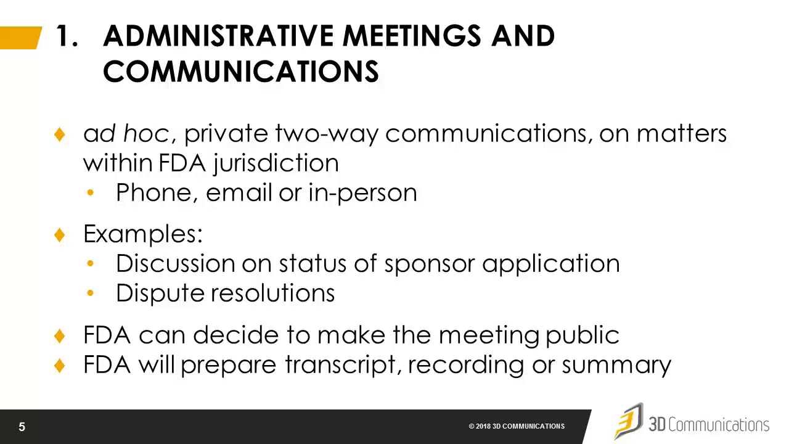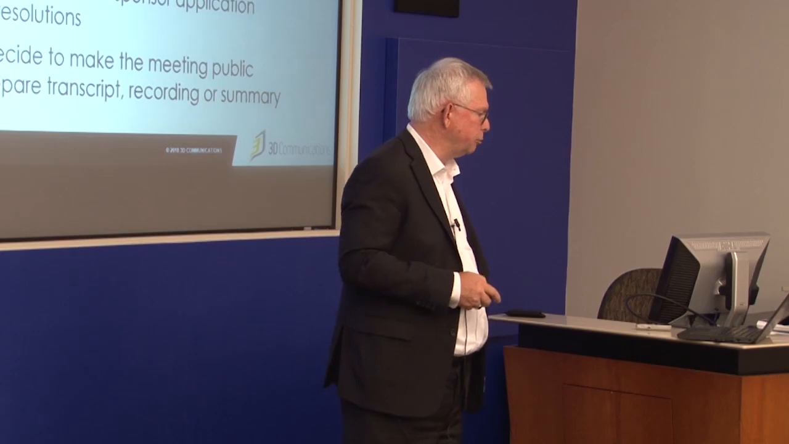Administrative meetings usually are ad hoc meetings, private two-way communications. They can be by telephone, email most of the time. Can be face-to-face, but usually is not for this kind of meeting. Examples are, for instance, discussion on the status of the sponsor application. Just a question to the project manager at the FDA asking, okay, where are we? Can we expect some more questions, or is this it? Dispute resolution is another one. You can just ask, okay, how are we going to do this? So try to organize things. You usually do this via this kind of meetings.